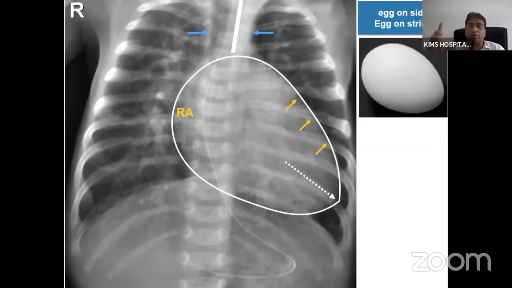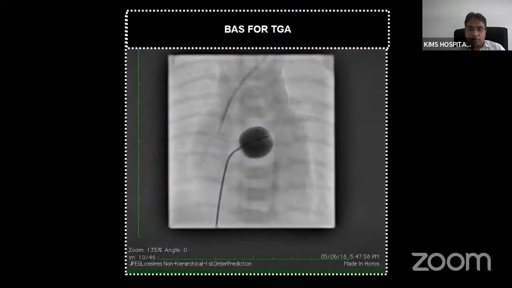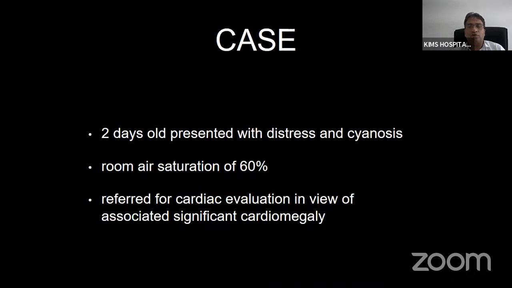But with TGA, you have to remember, they may present with acidosis, they may present with tachypnea, they can present with severe cyanosis. In any cyanotic heart disease at birth, the first diagnosis is TGA, because that is the most common. So for some patients, we need to do the balloon atrial septostomy, and then send for surgery.